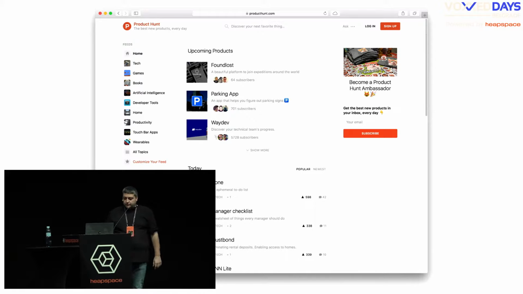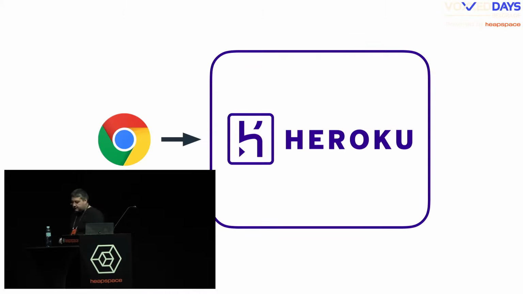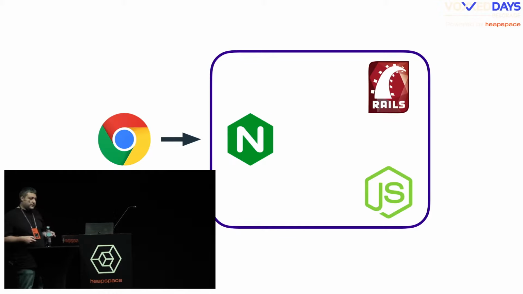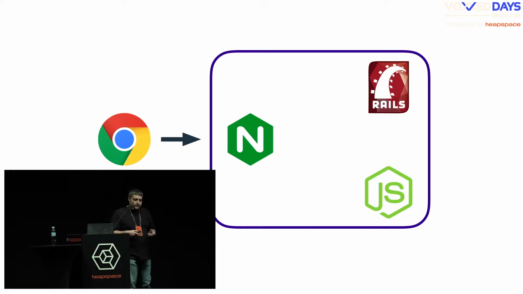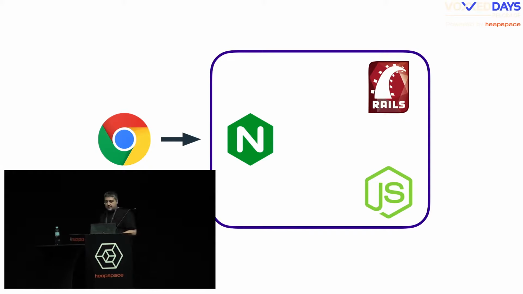So context is king. The way Product Hunt works is we are hosted on Heroku, and in Heroku there is this concept of dynos. You can think about them as containers or servers, and on each dyno we run three things: an Nginx, a Ruby on Rails GraphQL server, which is used for the GraphQL API, and a Node.js app, which is used for server-side rendering and displaying the content for Google or for slower mobile phones.